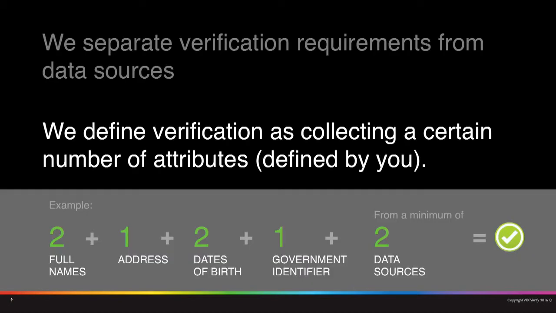So in essence, what we've done here is we've treated data elements as individual attributes. Now, this allows you, based on the legislation in the country that you're operating, to determine which elements are going to be used for data verification purposes and how many data sources you need to check against in order to achieve a verification. In the example that I've got here, you're required to get the full name and the date of birth on 2 data sources, and the address and the government identifier on 1. And this is what we call a rule.